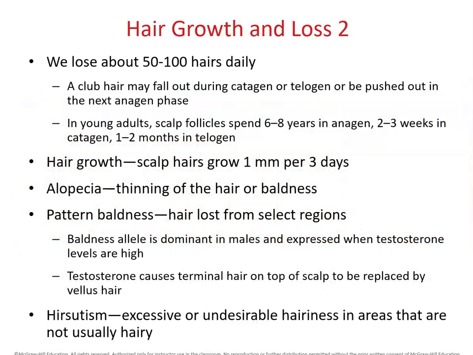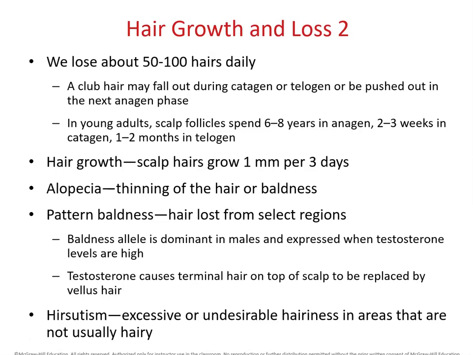Typically, we lose 50 to 100 hairs a day as part of this normal cycle. Typically, hairs on our scalp will grow for 6 to 8 years, and then we'll go through that dying process in about 2 to 3 weeks. And then we'll rest for a month or two before starting to grow again.